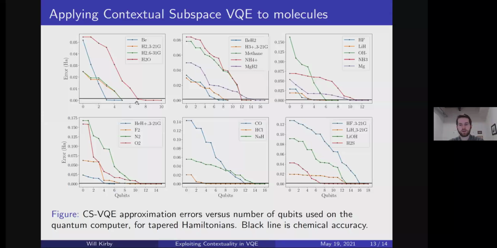And the black lines here mark chemical accuracy, which is just a rough cutoff for the accuracy you need to do reasonable MD calculations, roughly speaking. So the nice things that we see are, as expected, using more qubits gives us lower errors. And in most cases, we reach chemical accuracy before we're using all of the qubits for the full Hamiltonian, in some cases quite dramatically, as in some of these big Hamiltonians. So the hope is that we can use this method to simulate larger molecules on smaller quantum computers while still getting results that are accurate enough to be useful.